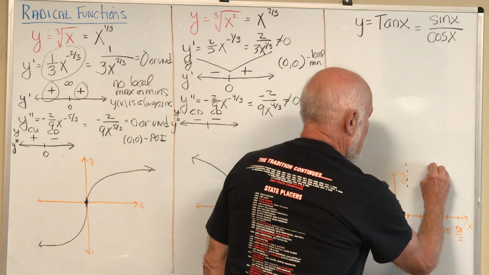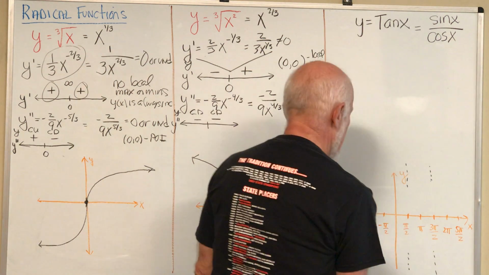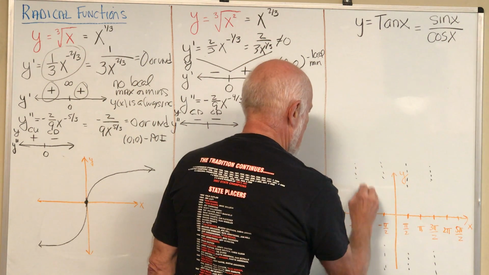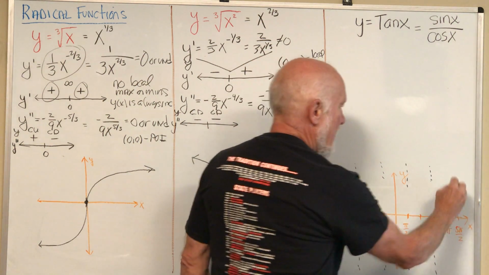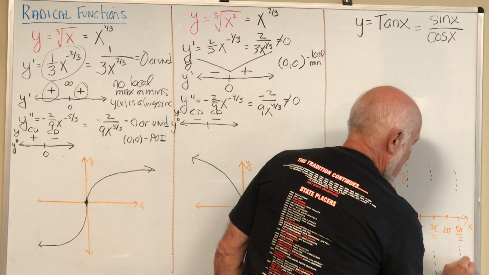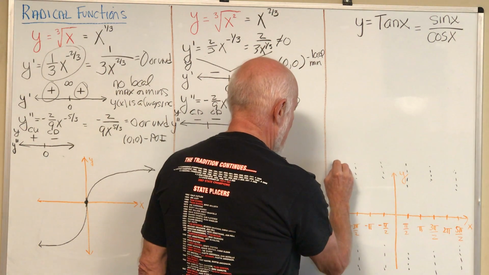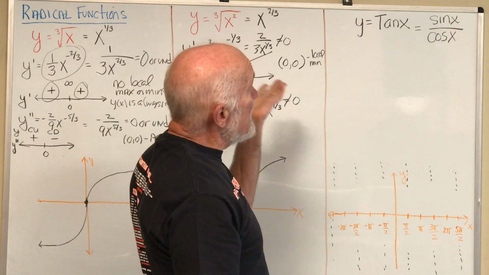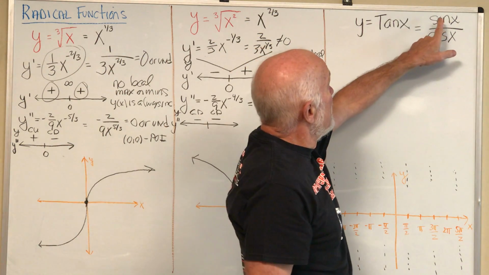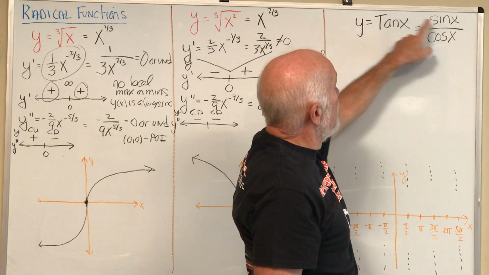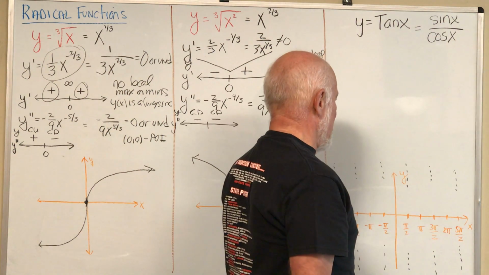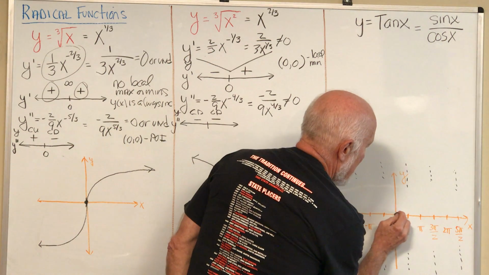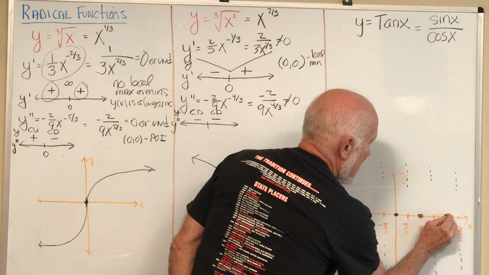And also at 3 pi over 2 and at negative pi over 2, there's asymptotes all over on this function. What else could we easily plot? Well, we know that y is going to be 0 when the sine of x is 0. So we're going to have points at 0, 0, and pi, and 2 pi.